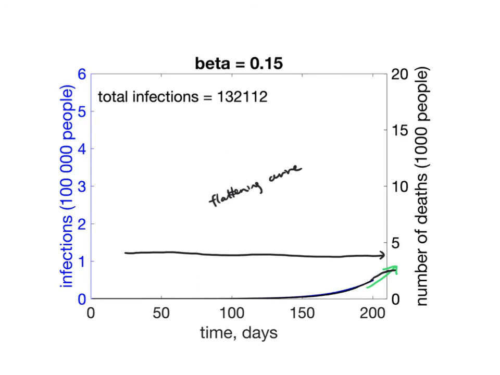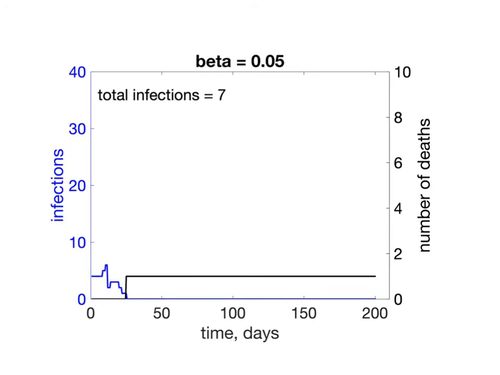I'm going to now push beta beyond this value. Let's say we're getting even better at our social distancing protocols. Okay, we want to look at the bright side of this. So let's say I had 0.15. We can get beta down to 0.05. Now I want to talk about a threshold that we've just passed through.